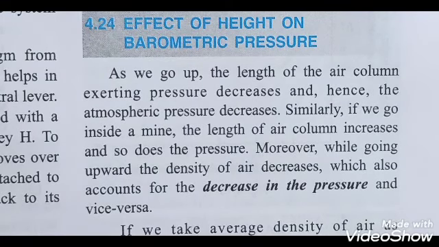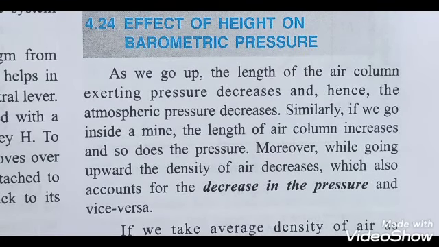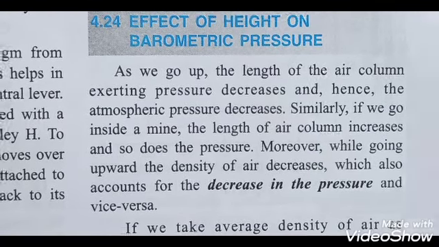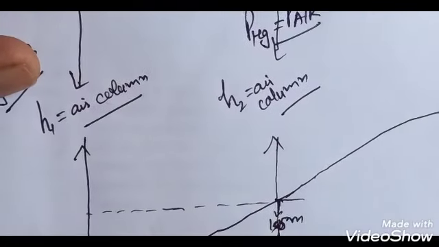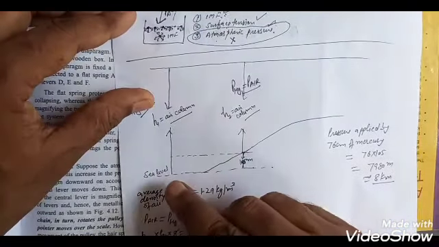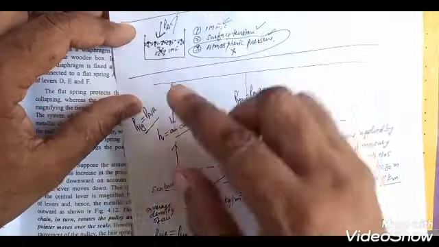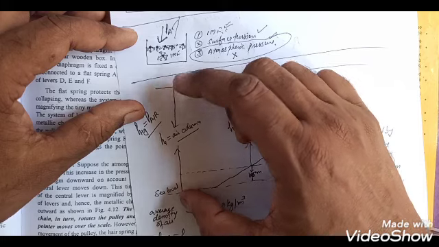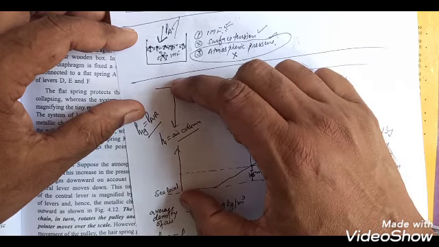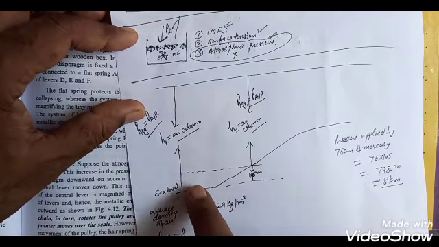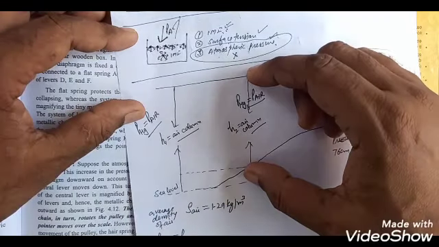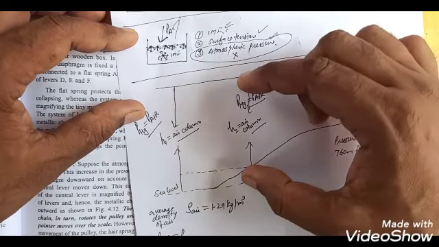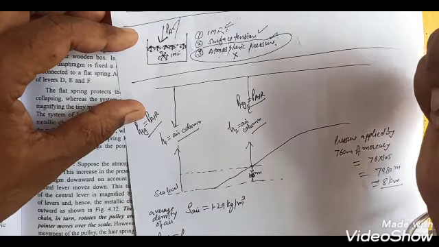So, the effect of height on barometric pressure: as we go up, the length of the air column exerting pressure decreases. Look here. This is sea level, and this is, suppose, the top of the atmosphere. This is the height of the air column. So the height of the air column is maximum here, and therefore pressure at sea level is maximum. As we go up, the height of the air column goes on decreasing. With that, atmospheric pressure, because air applies atmospheric pressure, also goes on decreasing, right?